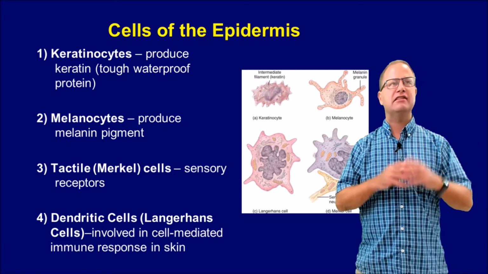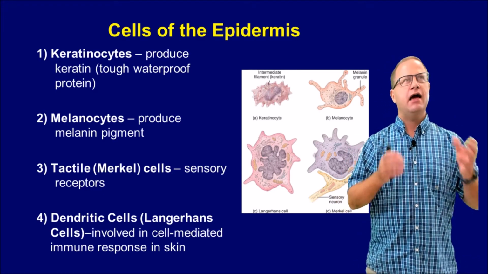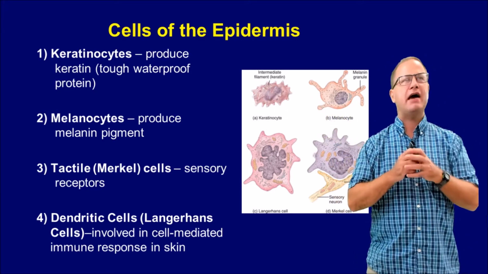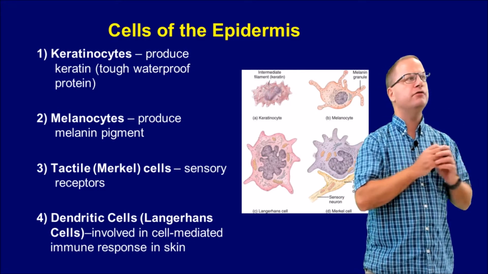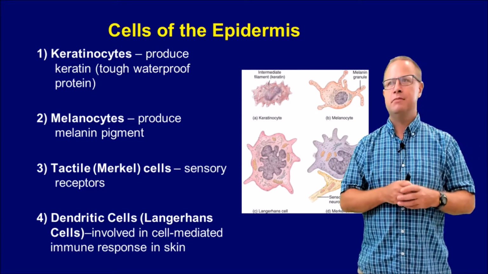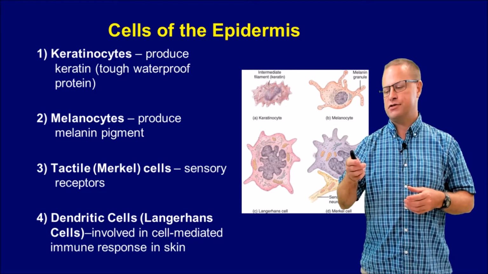And finally, we have these Langerhans cells or dendritic cells, and they're the ones that are grabbing a hold of would-be pathogenic material and presenting them to our immune system for identification and possible destruction.